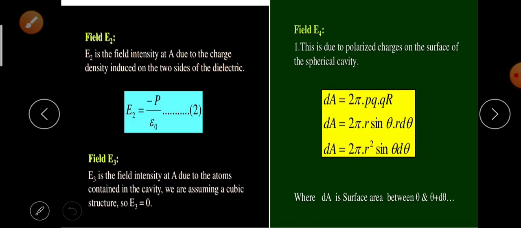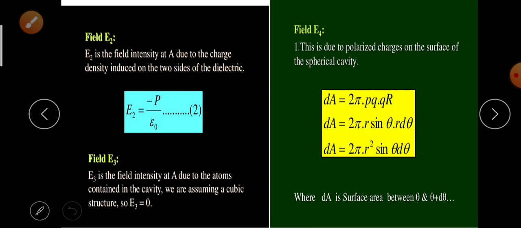Field E2. E2 is the field intensity at capital A due to the charge density induced on the two sides of the dielectric. E2 is equal to minus P by epsilon naught. Field E3 is equal to 0. E3 is the field intensity at A due to the atoms contained in the cavity. We are assuming a cubic structure. Field E4 is due to the polarized charges on the surface of the spherical cavity.